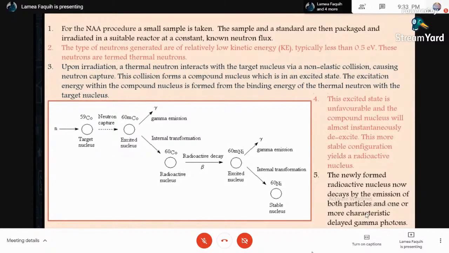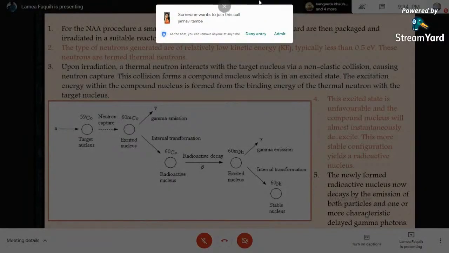Once we radiate into the nucleus, the thermal neutron will start to interact with the target nucleus, and the interaction will be a non-elastic collision. As we know, non-elastic collisions are basically where there is a loss of kinetic energy after the collision, right? So what happens is that the compound nucleus which is formed excites itself and reaches an excitation state. This excitation energy is due to the binding energy of the thermal neutron and the target nucleus because of that bombardment, as a result of which they are getting excited.